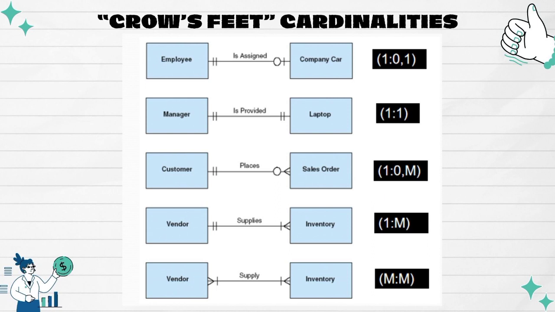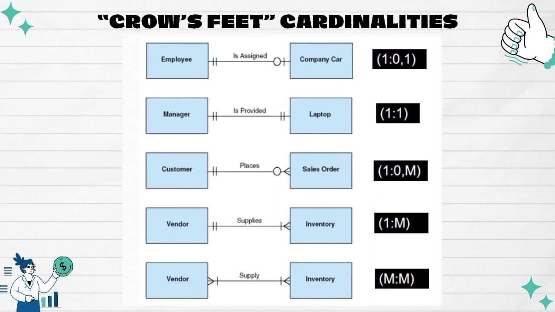Example 2 illustrates a situation in which each record in one entity is always associated with one and only one record in the associated entity. In this case, each company laptop computer is assigned to only one manager and every manager is assigned only one computer. Two short lines intersecting the connecting line at both ends depict this cardinality.